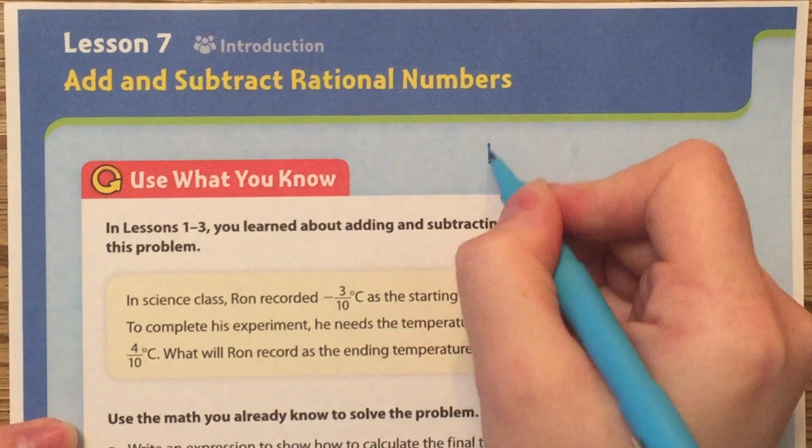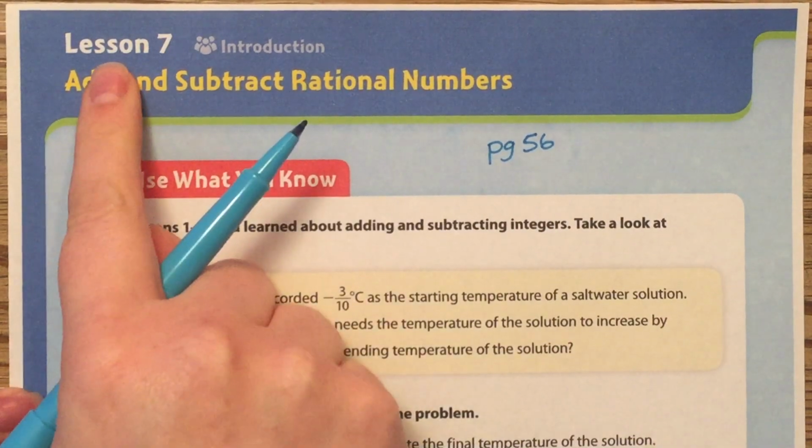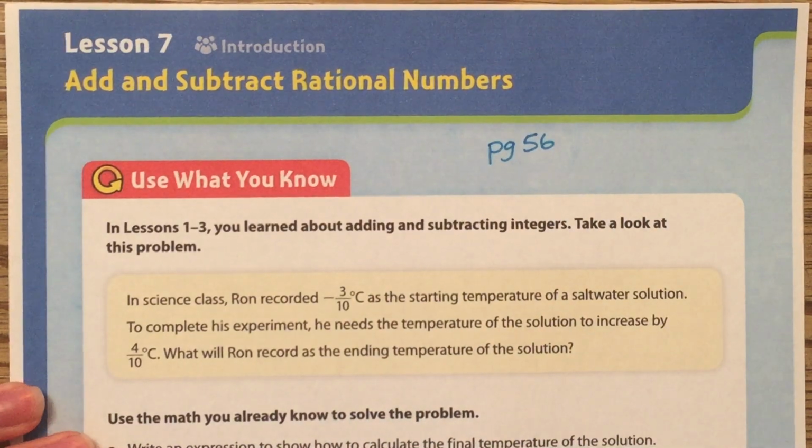We're here on page 56 of your shiny math book. We're starting a new lesson, lesson 7, which is about adding and subtracting rational numbers. And we're going to get started here with adding some fractions.